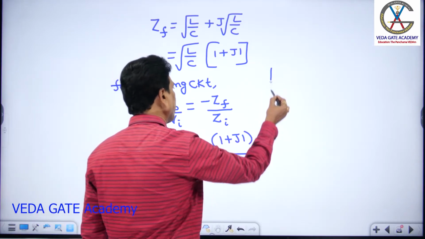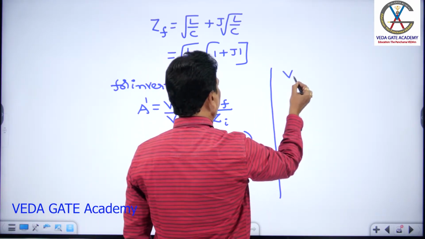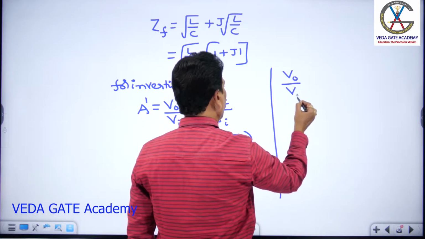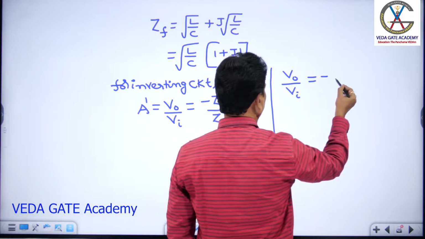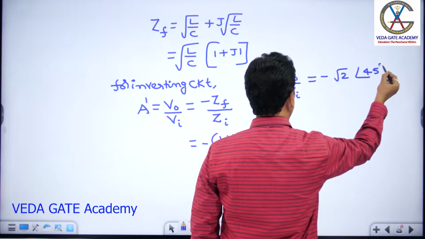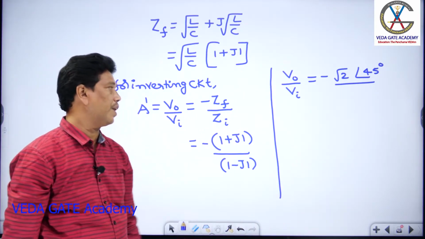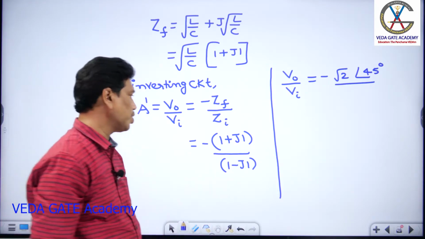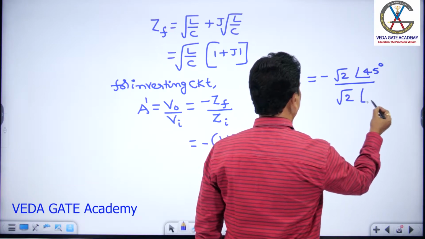Now I can divide these complex values, each written in terms of polar form. Then V0 by Vi equals minus, in polar form, 1 plus j1 is root 2 angle of 45 degrees. Like that, 1 minus j1 I can also write, that is root 2 angle of minus 45.